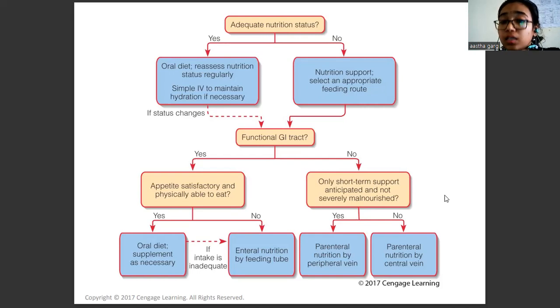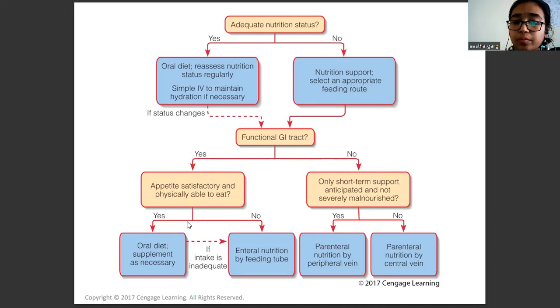is whether his or her functional GI tract, that is digestive system, is functional or not. Gastrointestinal tract is functional or not. In that case also there would be two conditions, that is first, yes, his GI tract is functional, and the second condition would be no, his GI tract is not functional. So let's go with the first case first, that yes, his or her GI tract is functional. In that case, the patient would be able to physically eat food or not.